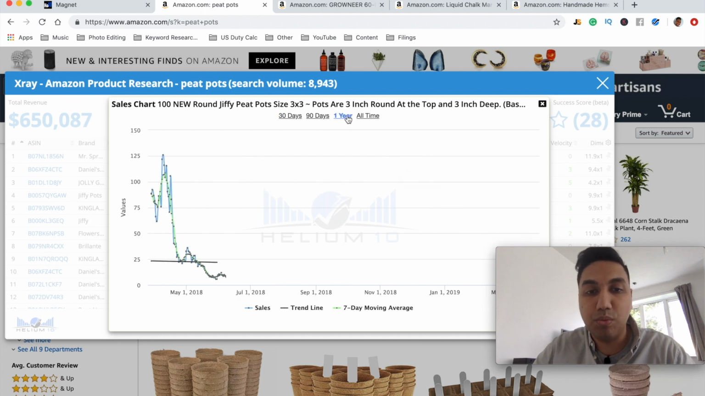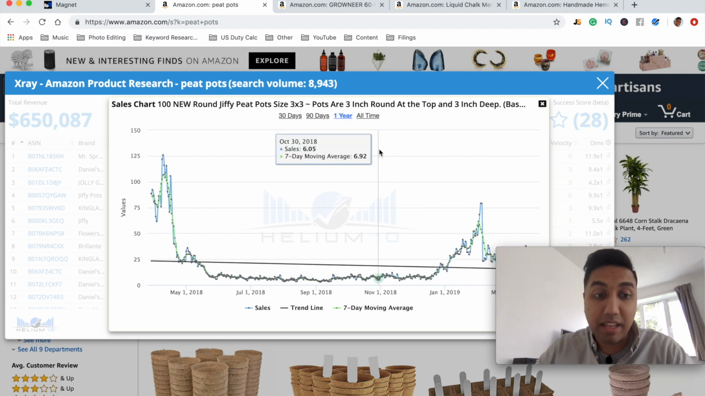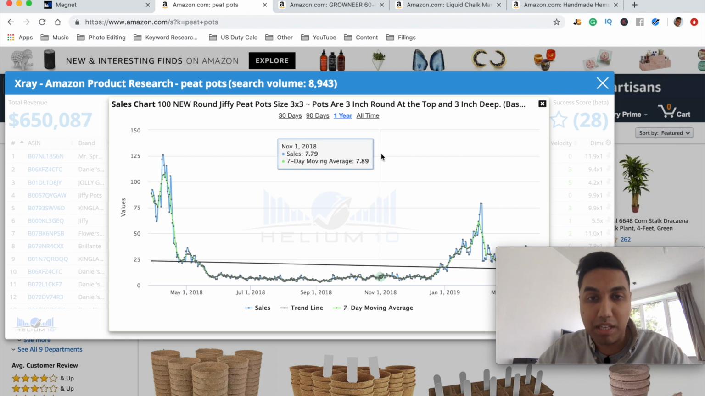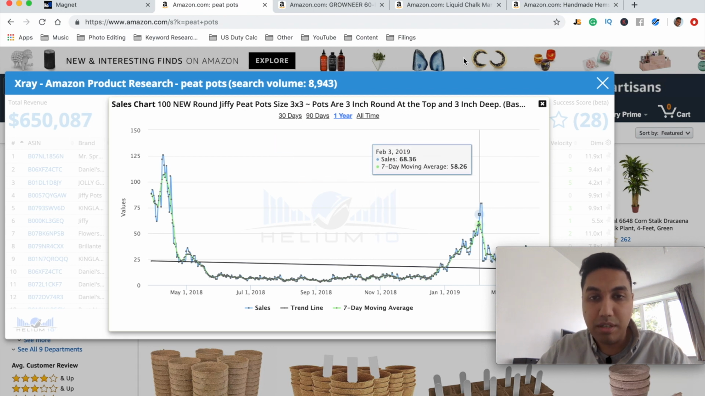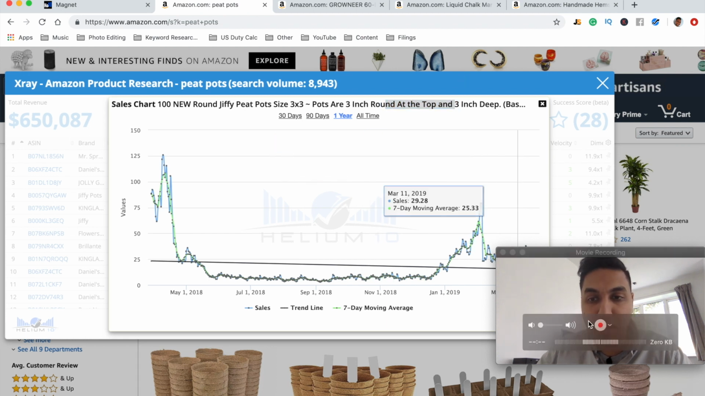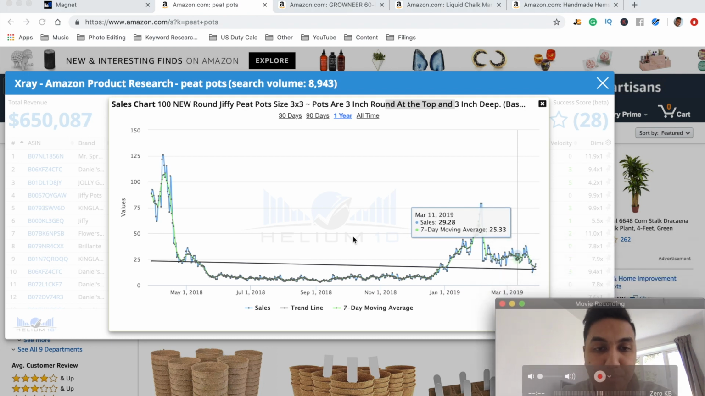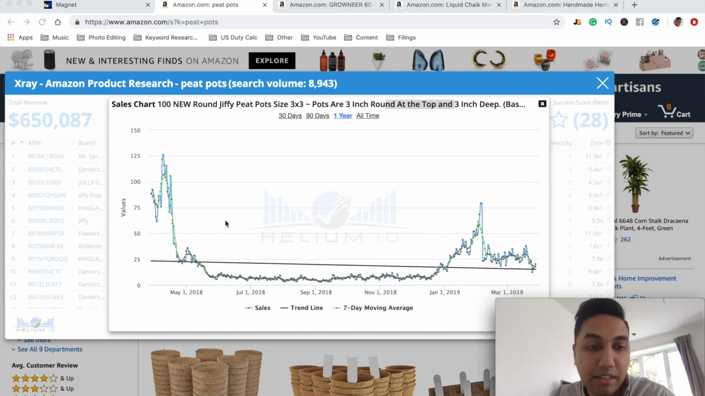But the 30 days is not necessarily what you want to look at. Let's look at the last 1 year. We want to make sure that there aren't any major dips in this. So what we do here, let's try and move this. We can't. Let's move me down here. What we want to make sure is there aren't any major dips.